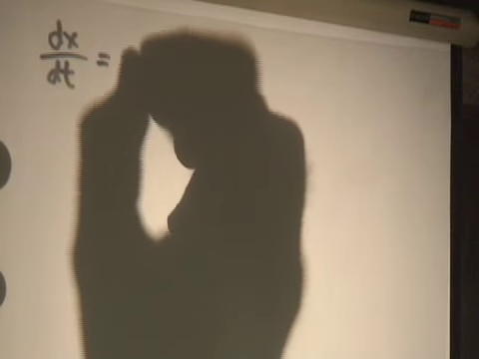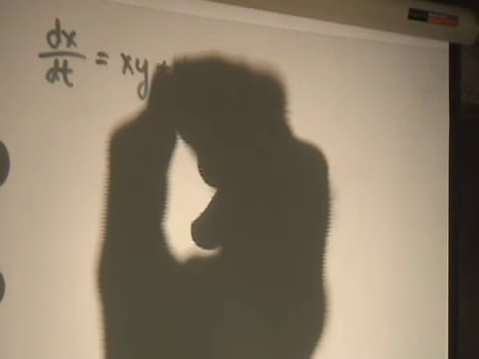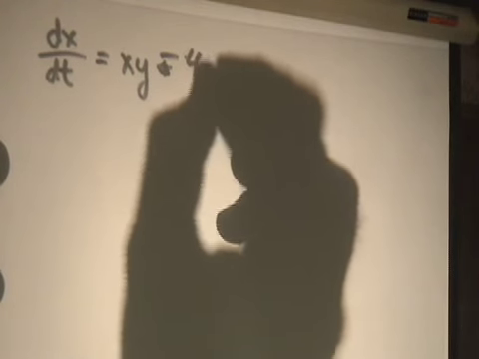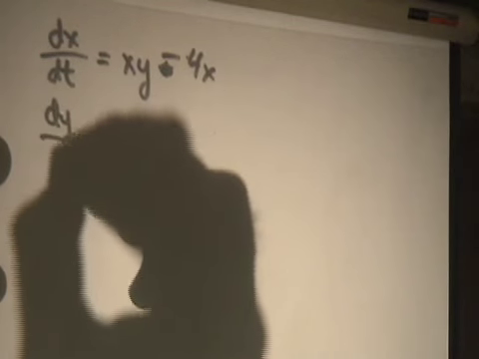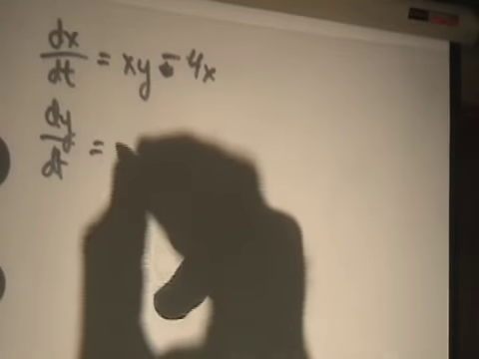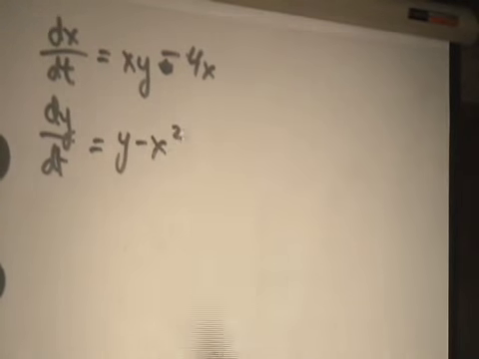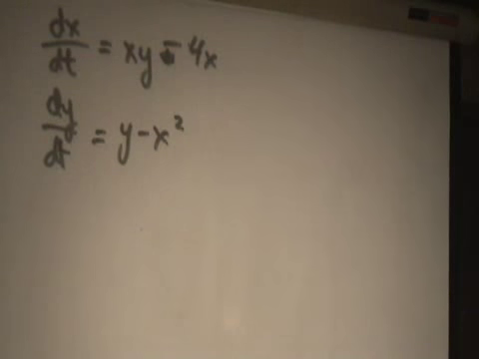Let's consider an example. This will be our main example for this video. dx/dt equals xy minus 4x, and dy/dt equals y minus x squared. So dx/dt is xy minus 4x. dy/dt is y minus x squared. This is just a pure system of differential equations. There's nothing about an application here.